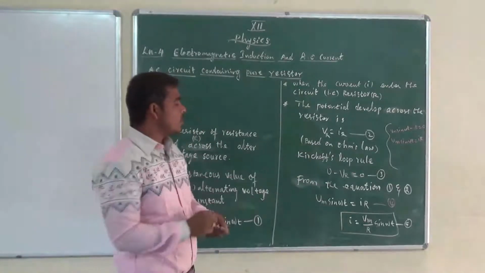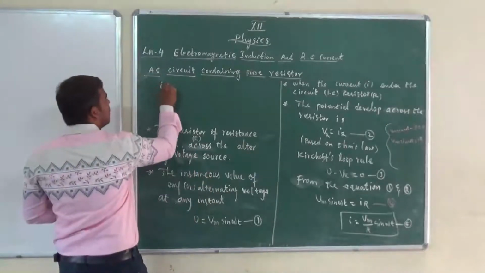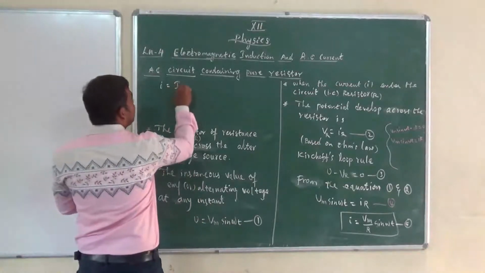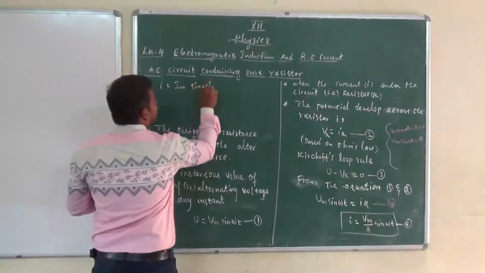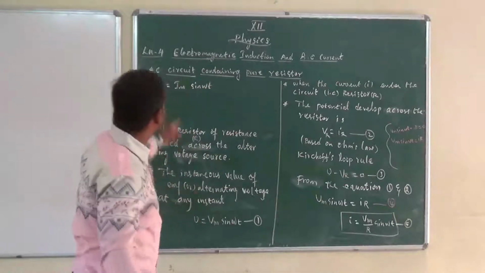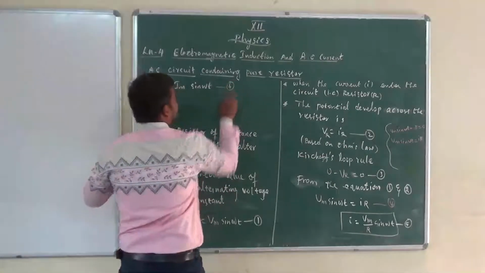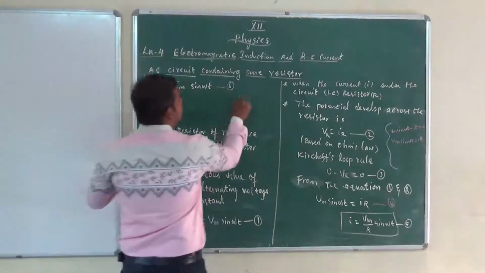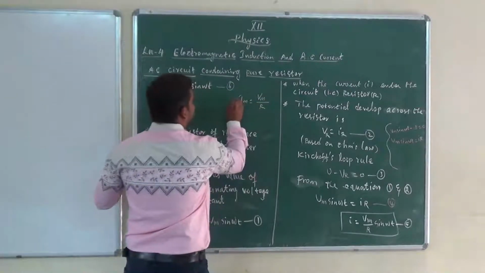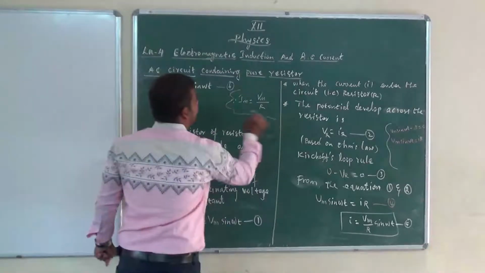From equation number 5, I will change I is equal to Vm by R sin omega t. How did we suddenly obtain this equation number 6? Consider equation 6: here, Im is nothing but Vm by R. What is that? Im is nothing but Vm by R.